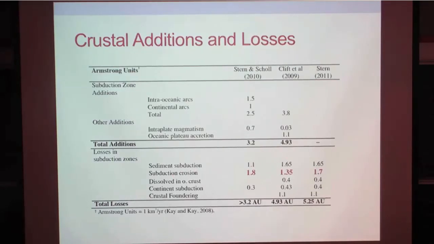Look at those. The losses vary by a factor of 2, but Stern and Scholl didn't include crustal foundering in their numbers, so if they took those numbers, that'd be up to 4.3. Those aren't my numbers. I don't know how well known they are.